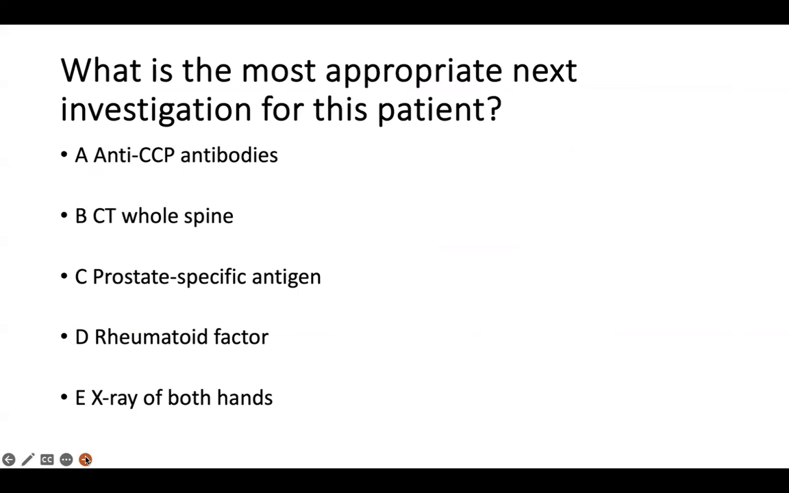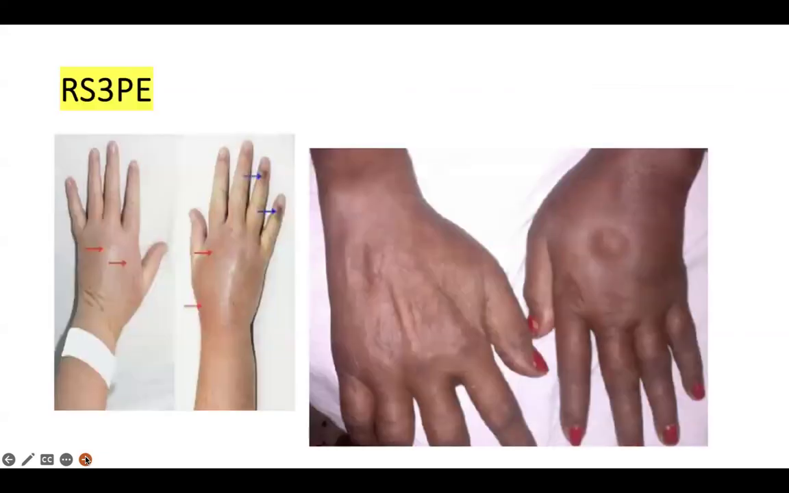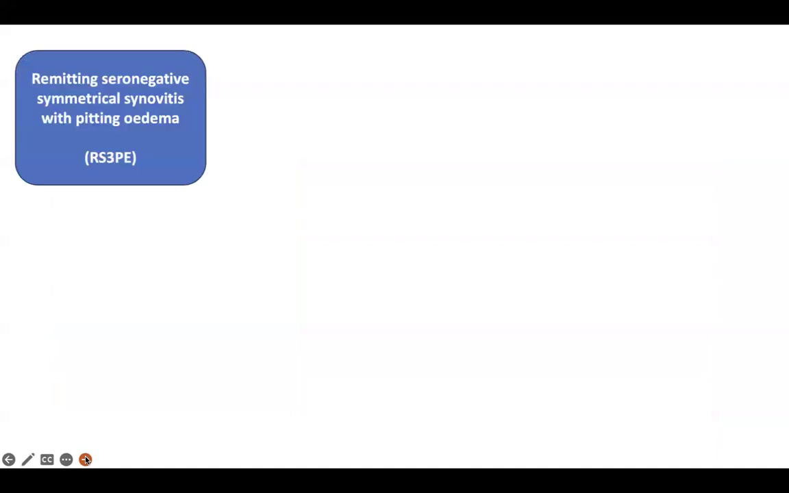So that brings me to today's important topic, that is RS3PE. RS3 is typically called remitting seronegative symmetrical synovitis. The 3 S's are seronegative, symmetrical, and synovitis, with pitting edema. So it is called RS3PE. It is a remitting condition, and in that condition, the rheumatoid factor must be negative. It must involve symmetrical synovitis of the joints.